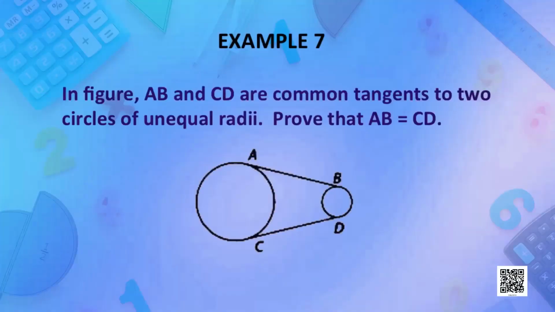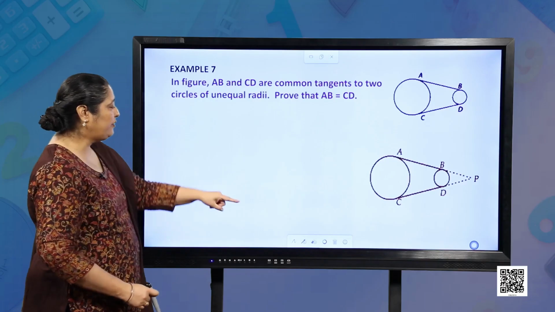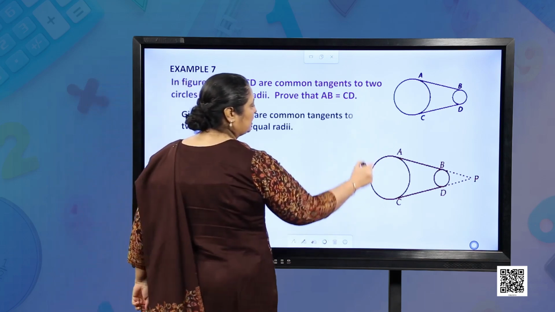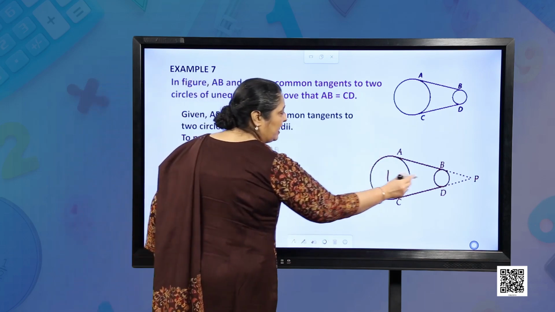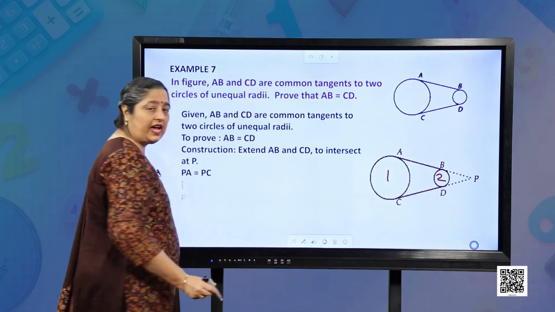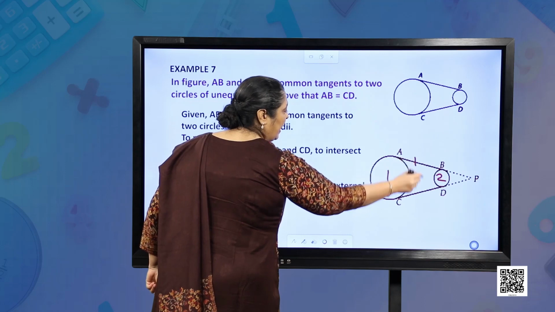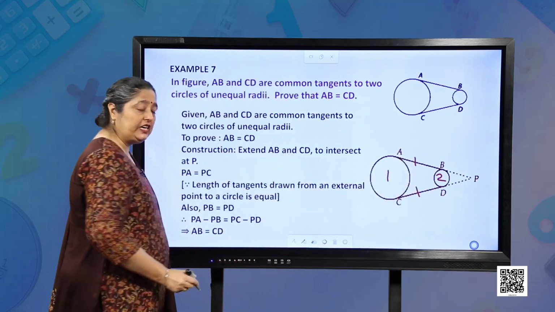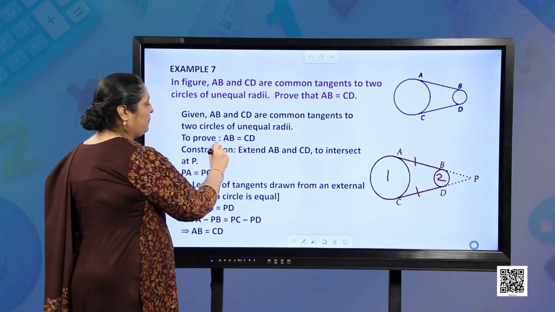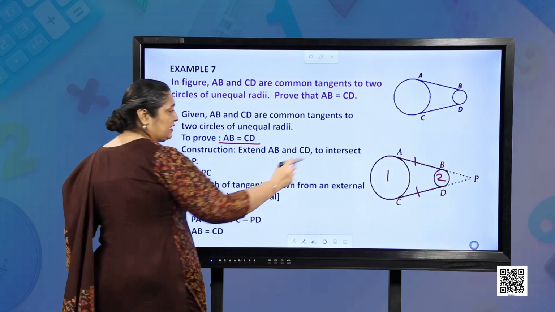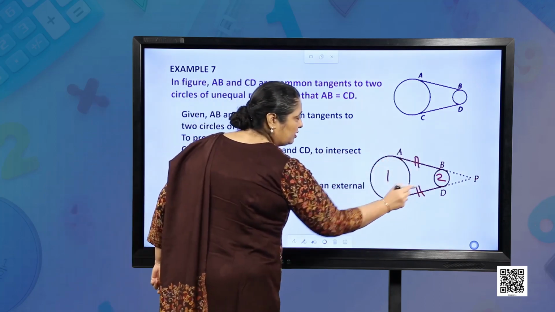Example number 7. In the figure, AB and CD are two tangents common to two circles of unequal radii. We need to prove that AB is equal to CD. So, what are we given here? We are given circle 1 and circle 2, and we have been given two common tangents, AB and CD. What we need to prove is AB is equal to CD.